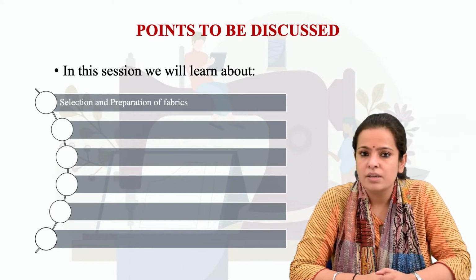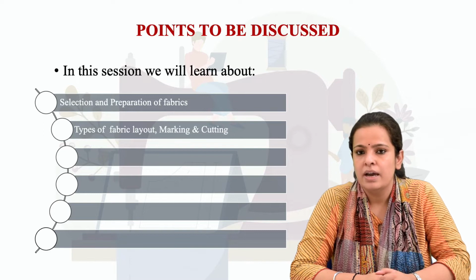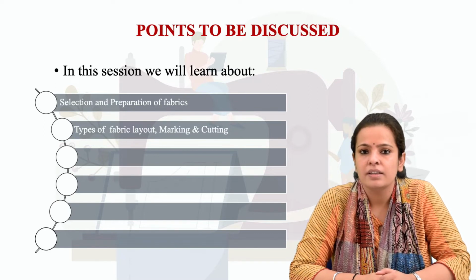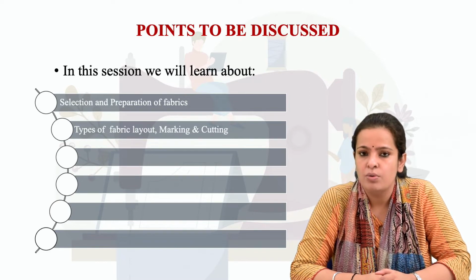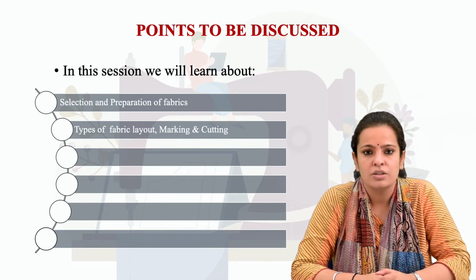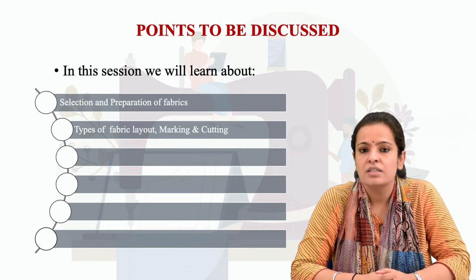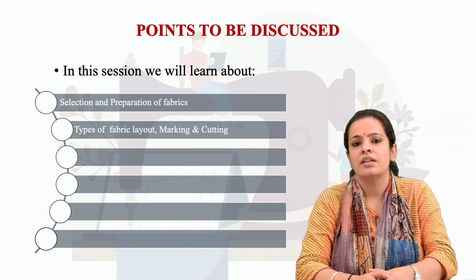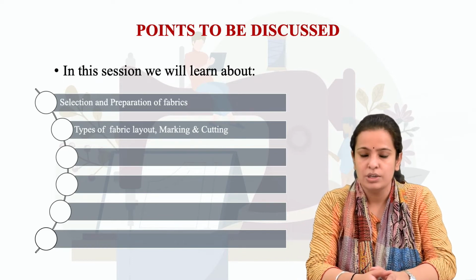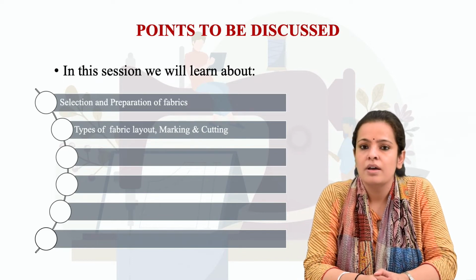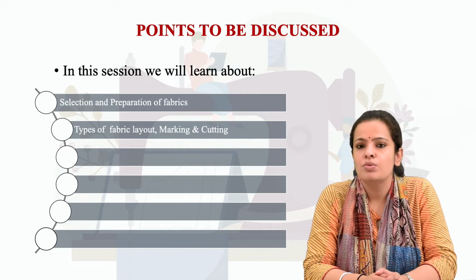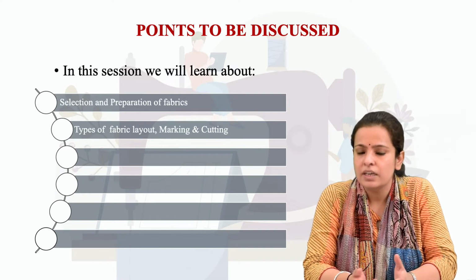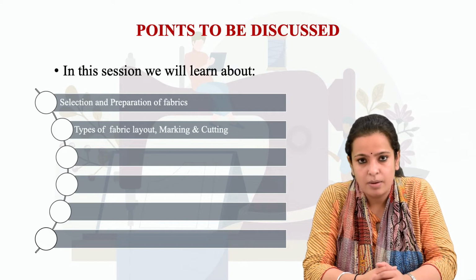Then we will discuss the types of fabric layout, marking and cutting. There are different types of layout we use for garment construction. So we will discuss the importance of layout and the types of layout which we use in garment construction, the different markings we do on the layout, and the cutting process.